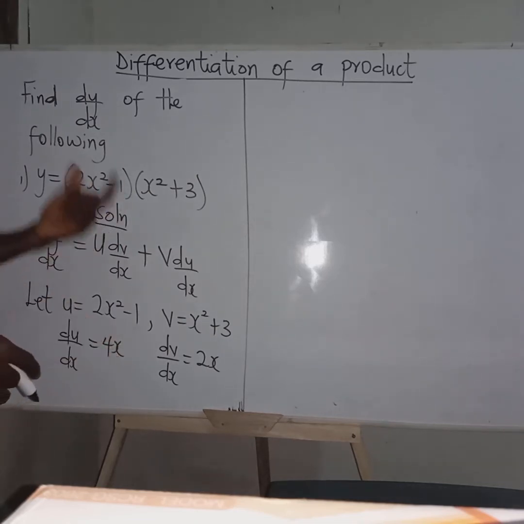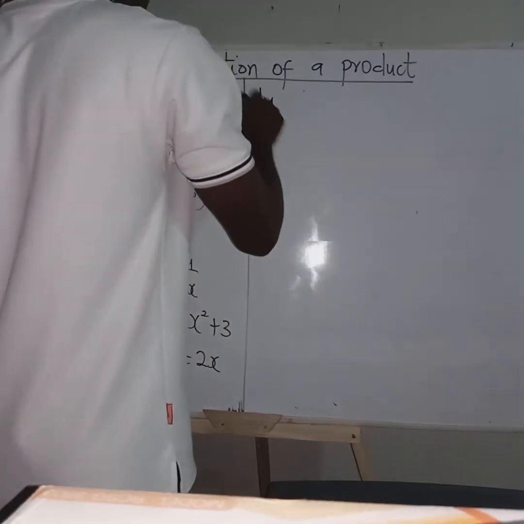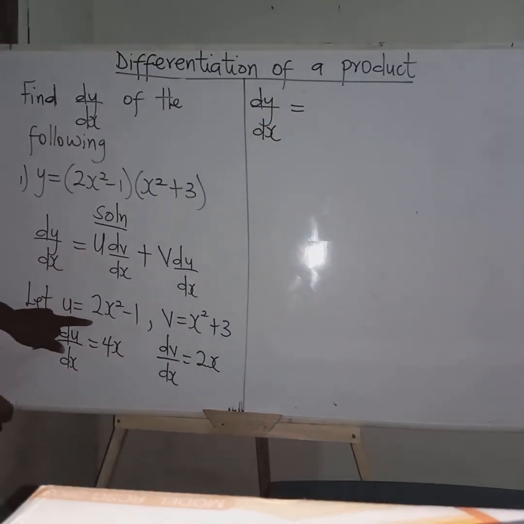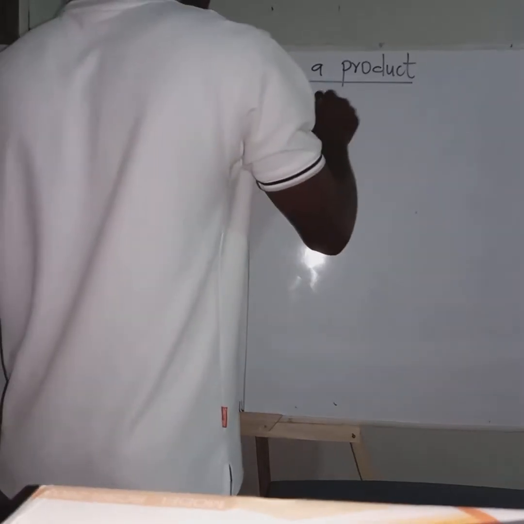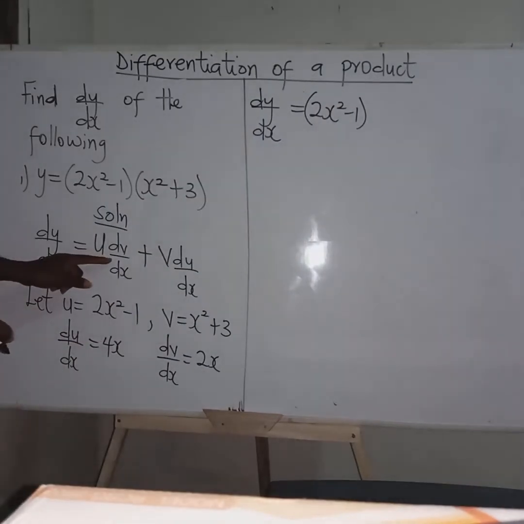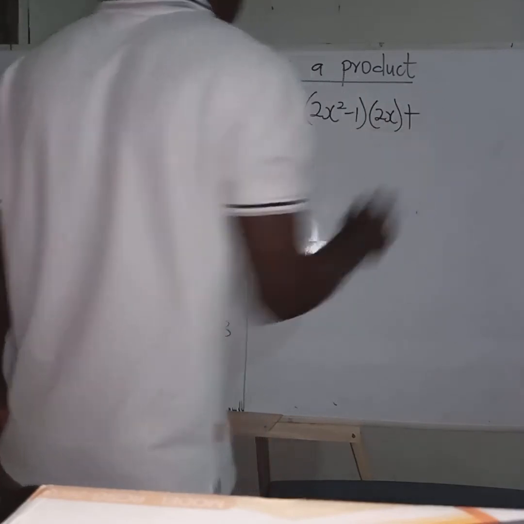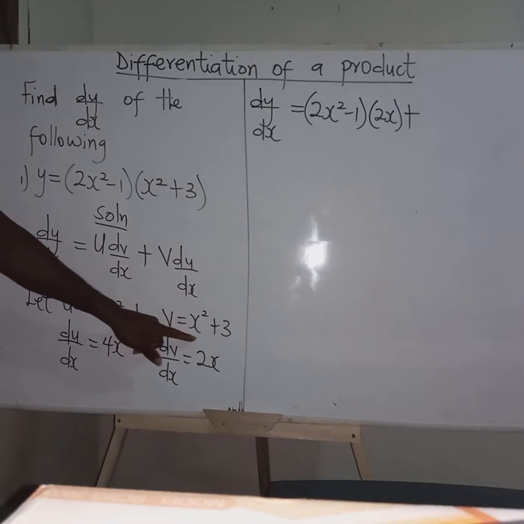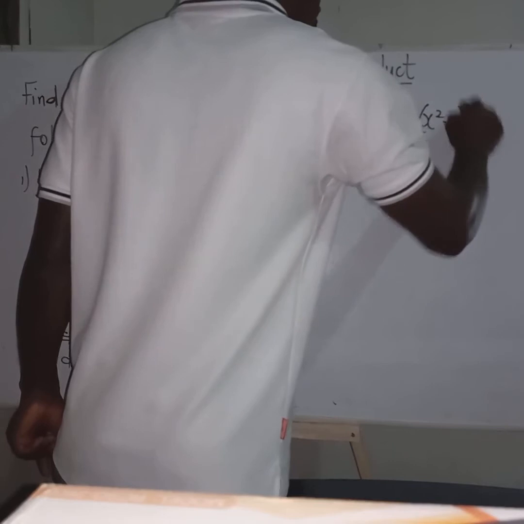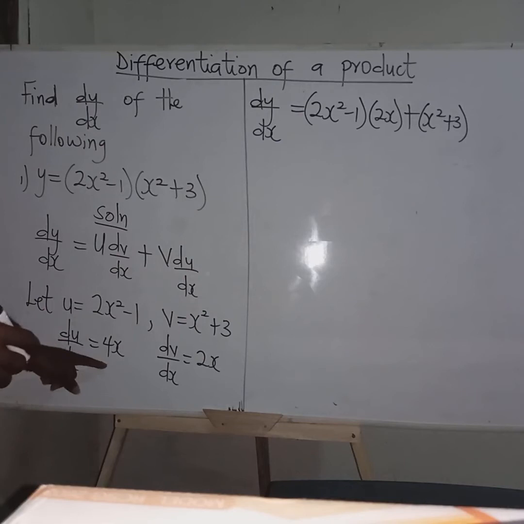Okay, having differentiated u with respect to x and v with respect to x, I can now substitute them back into the product formula. So dy over dx is equal to u, and my u is 2x squared minus 1, multiplied by dv over dx, which is 2x, plus v, and my v is x squared plus 3, multiplied by du over dx, and du over dx is 4x.